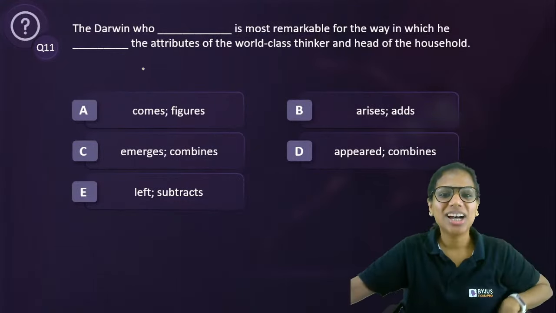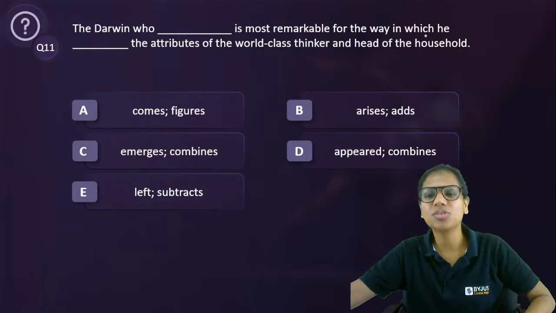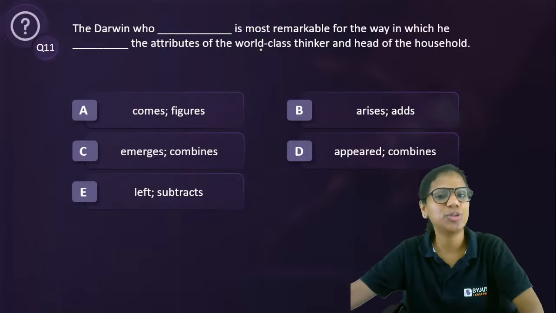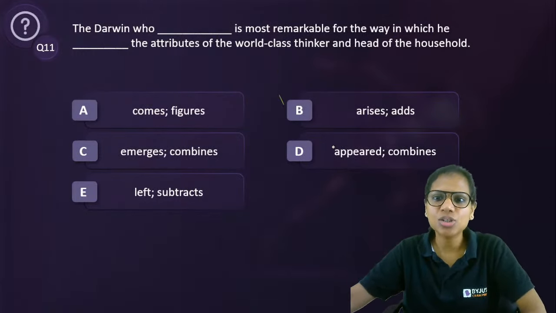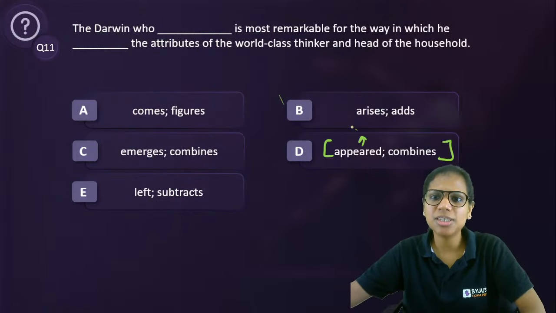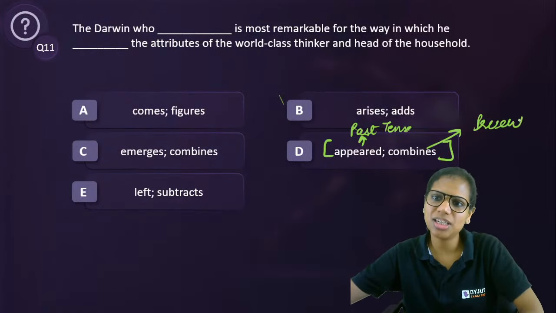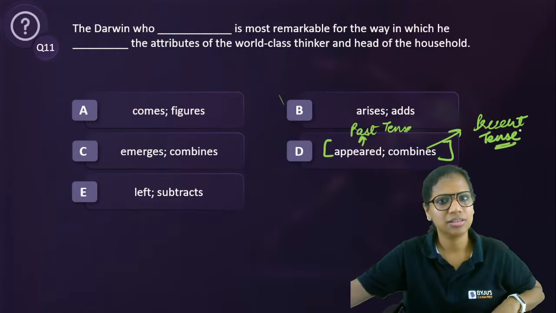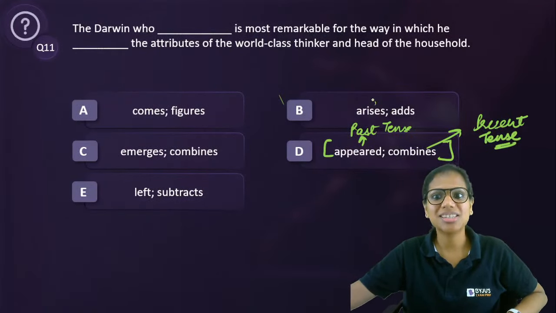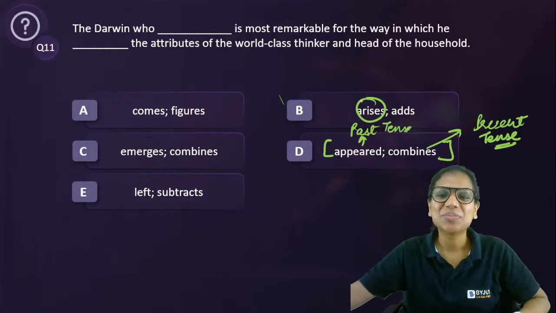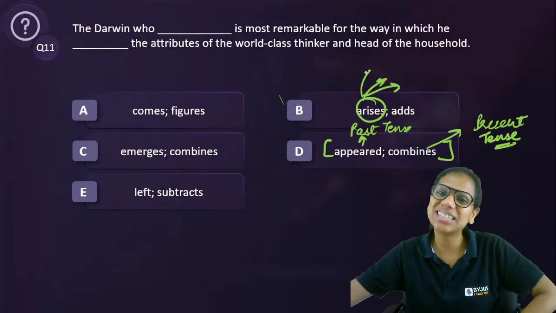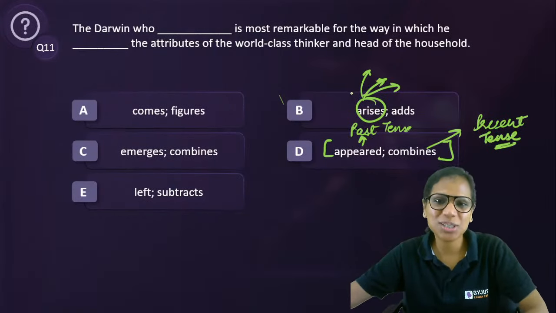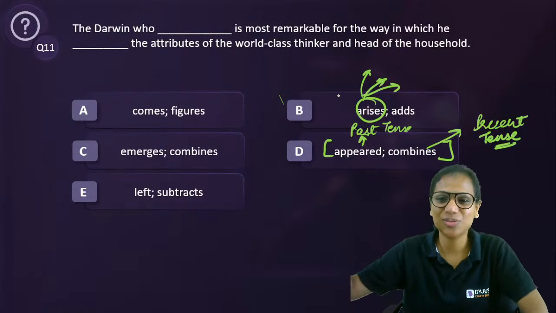The Darwin who dashed is most remarkable for the way in which he dashed the attributes of the world-class thinker and head of the household. First of all, this option needs to be eliminated right away. This is past tense, appeared, and this is the present tense, combines. So there is an inconsistency right there, right? Then the Darwin who arises, a question can arise, a situation can arise, but a person arising, that's not how we use this word, right? It feels like as if he's rising from the dead.